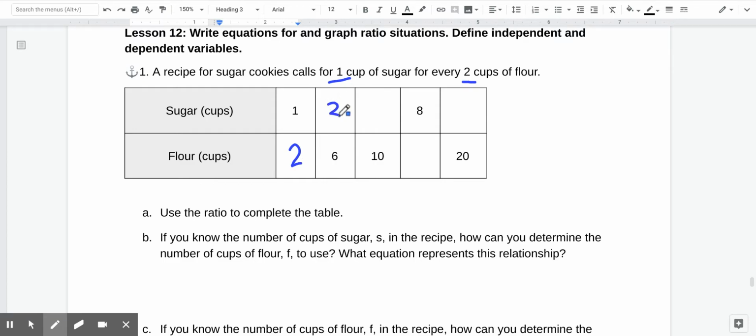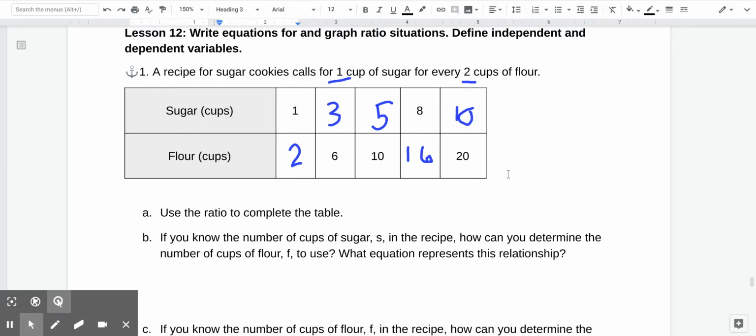That would mean 3 cups of sugar for 6 cups of flour, 5 for 10. For 8 cups of sugar, there would be 16 cups of flour and 10 cups of sugar for 20 cups of flour. That would be a really big batch of sugar cookies. I've now used the ratio to complete the table.